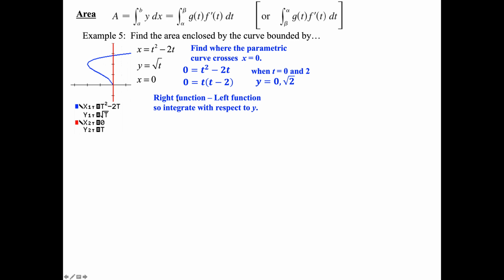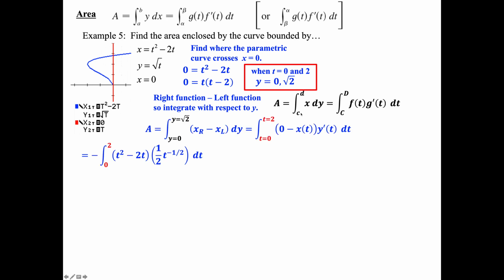So to find the area, we have to think about this as the right function minus the left function to integrate with respect to y. So we're going to write this as the area equals c to d of x dy. Again, we're integrating with respect to y. So when we integrate this, this will be f of t times g prime of t dt. All right, so enter this into our integral.